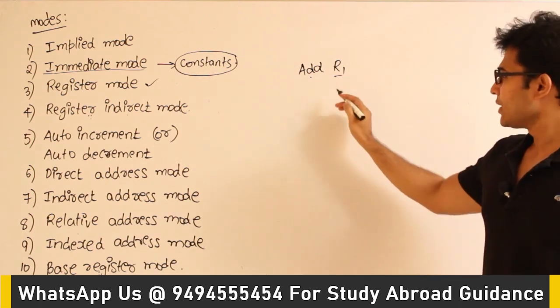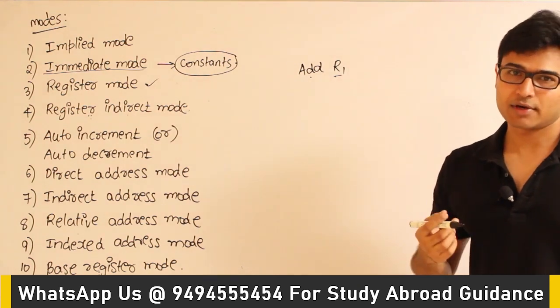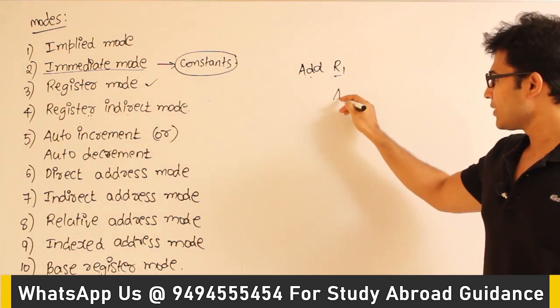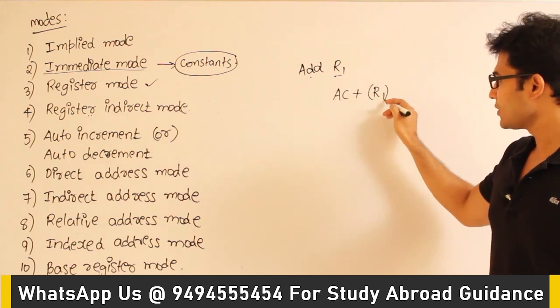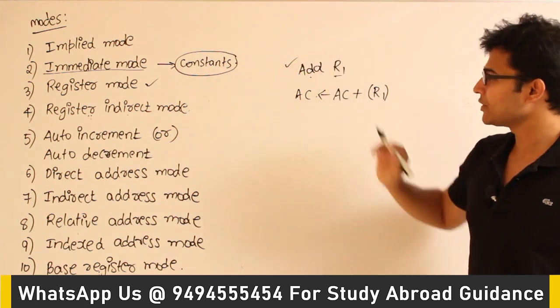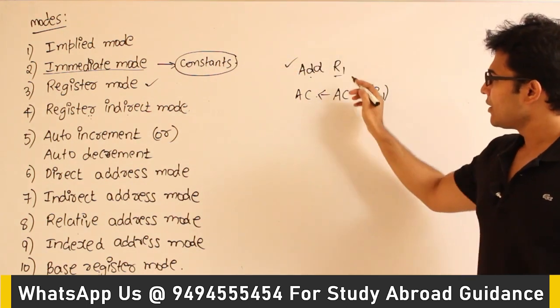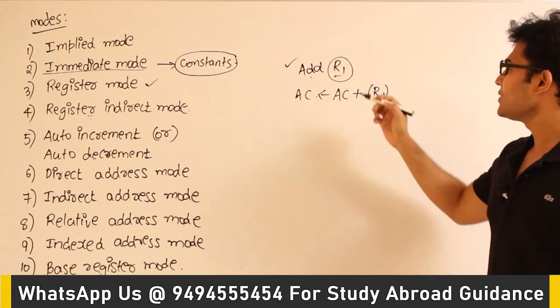So in other words, I'm just assuming that we have an accumulator type of organization. Then what we do is, we take the contents of the accumulator and the contents of the register R1, and then we place the result in the accumulator. This is the meaning of this instruction, provided that the mode is register mode. Got it? So what is the advantage of this mode?